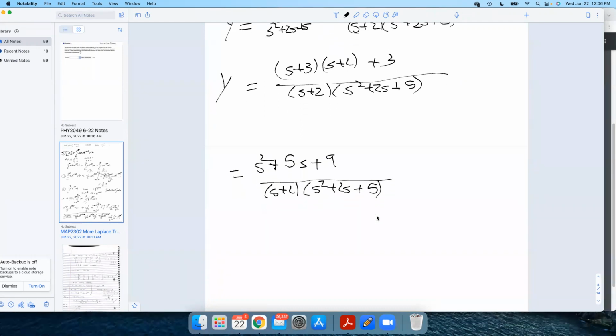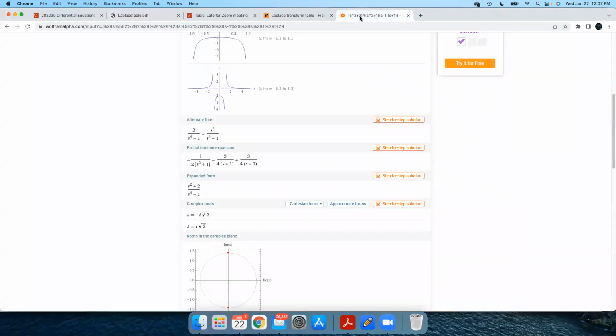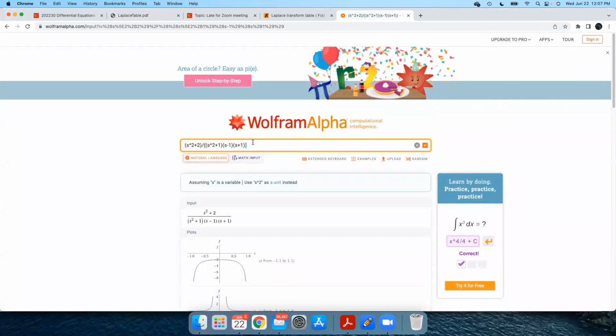And I want to write this. The partial fraction decomposition would be A over this linear factor. And then this is an irreducible quadratic, so that'll be BS plus C over this irreducible quadratic. And here, let's skip it. Let's just go ahead and type that into Wolfram Alpha instead of going through all of that.